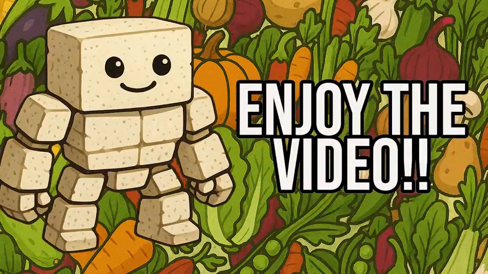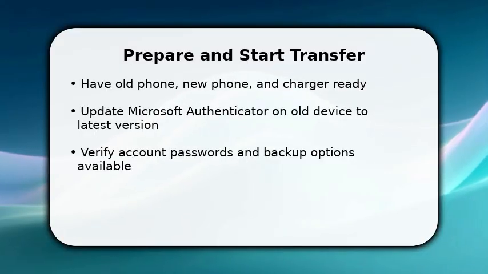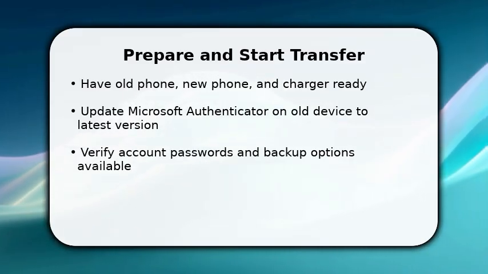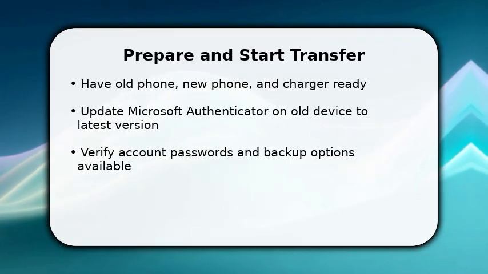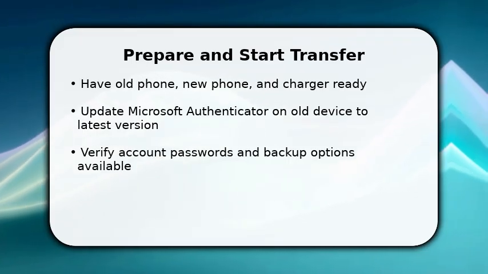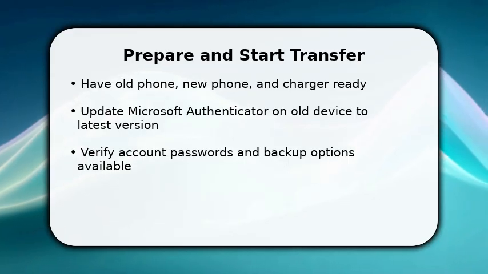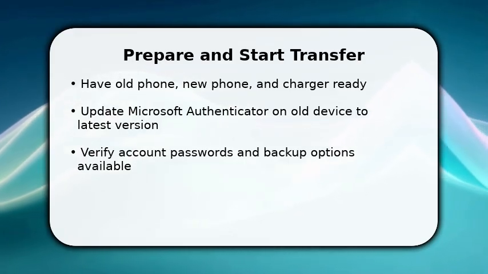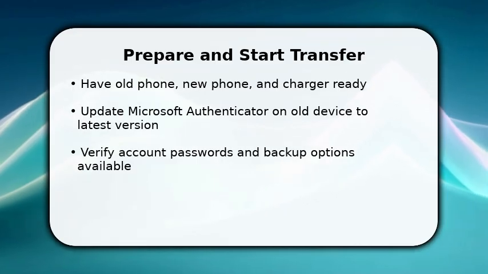Please enjoy the video. You're ready to move the Microsoft Authenticator app. Start on your old phone first. Open Authenticator and make sure backups are enabled. This saves your accounts to your Microsoft account. Once done, confirm you can sign into that Microsoft account. This is how the app restores on the new device.